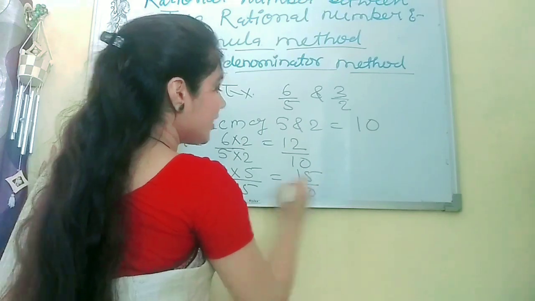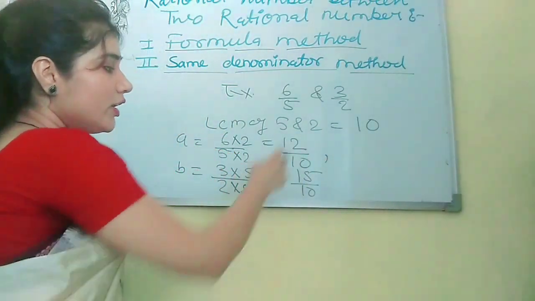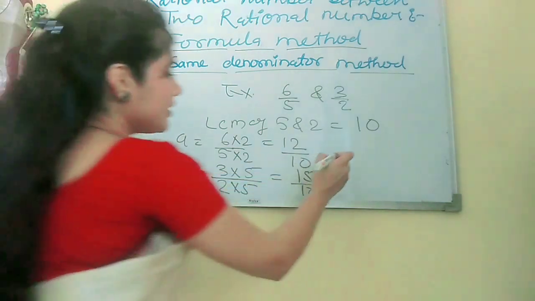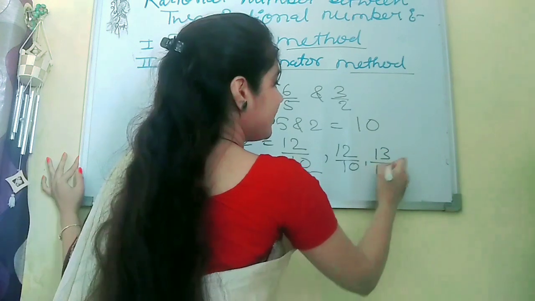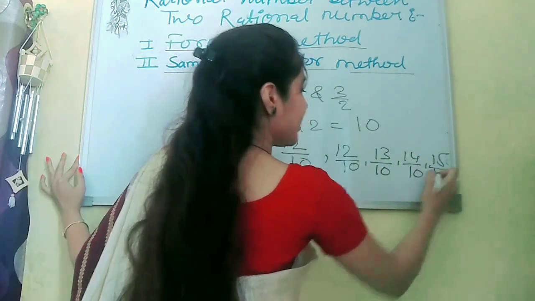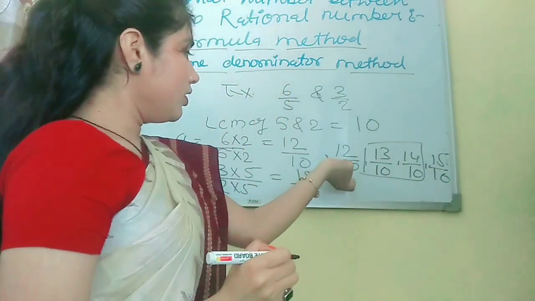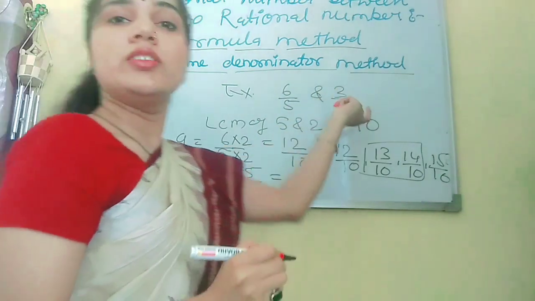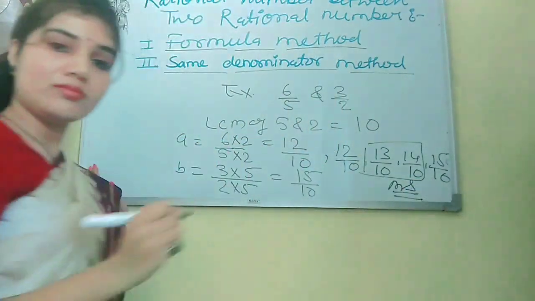So what will we get? 15 by 10. So you simply know how many numbers exist between 12 by 10 and 15 by 10. 12 by 10, then 13 by 10, then 14 by 10, and we will get 15 by 10. So these two numbers, 13 by 10 and 14 by 10, exist between 6 by 5 and 3 by 2. So this is the answer.